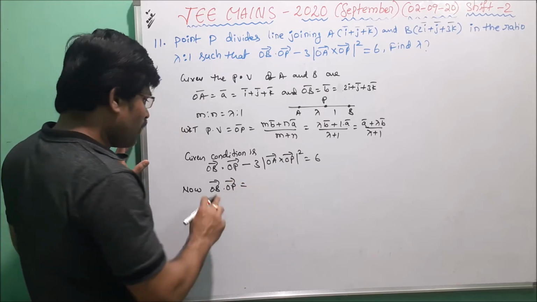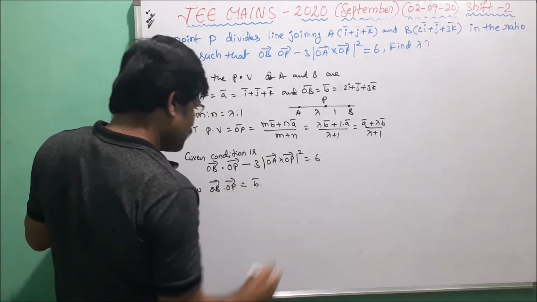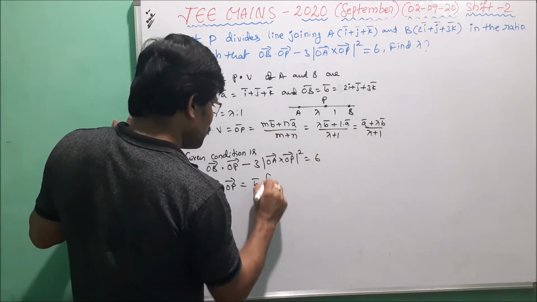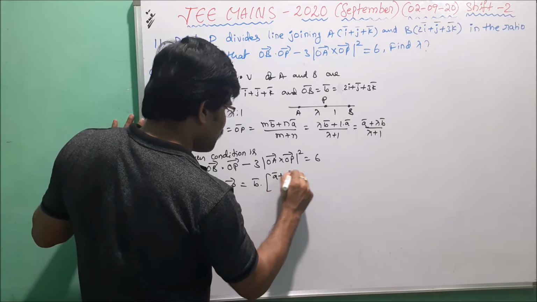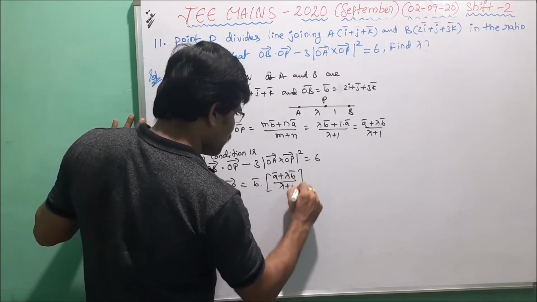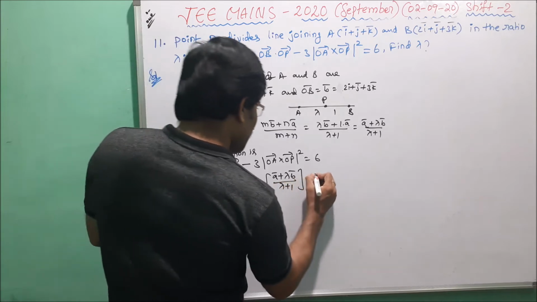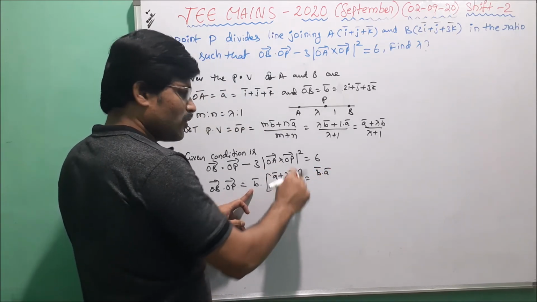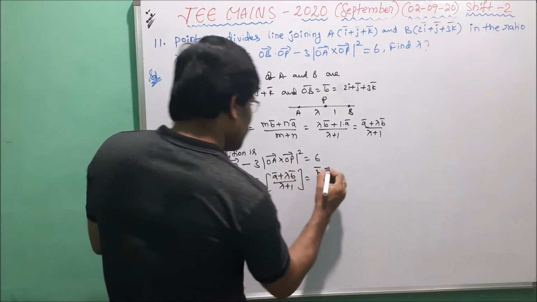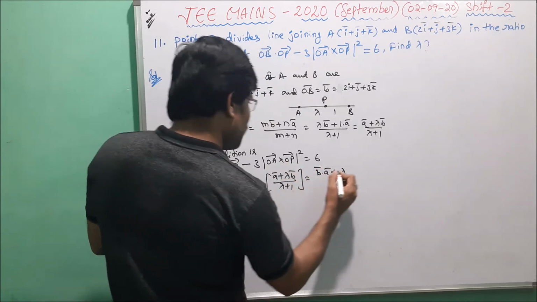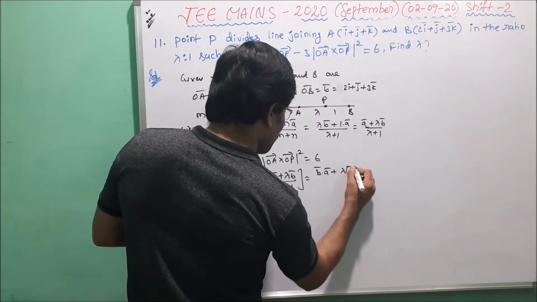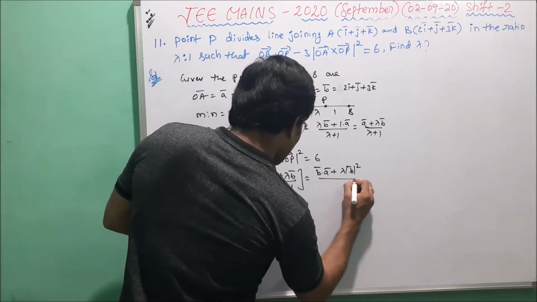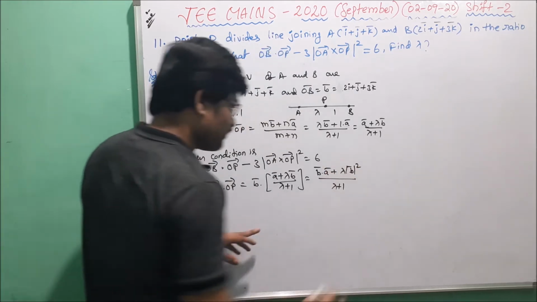First, to find OB bar dot OP bar: OB bar means B bar, dot OP bar, which we already found as A bar plus lambda B bar by lambda plus 1. Simplifying, we write B bar dot A bar plus lambda into B bar dot B bar, that is mod B bar square, by lambda plus 1.